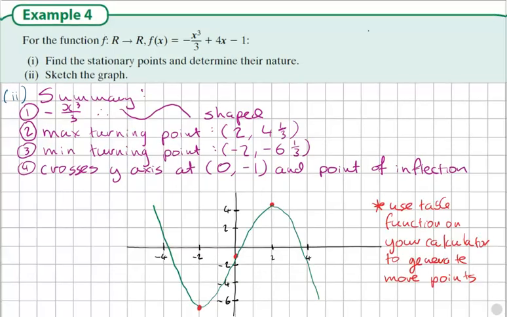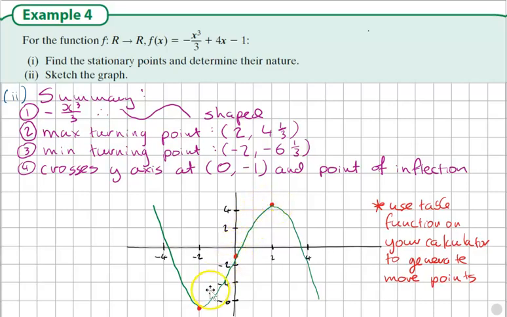So to draw it out, we have our important points. So we have 0, minus 1. So that's 0, minus 1 there in red. We have minus 2, minus 6 1/3. And 2, 4 1/3.